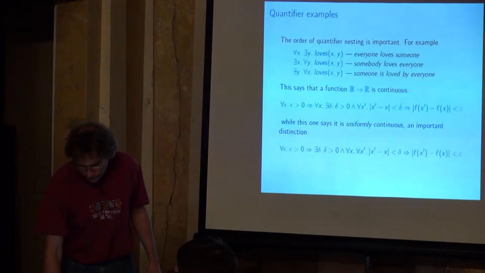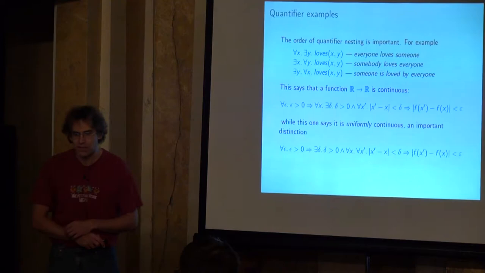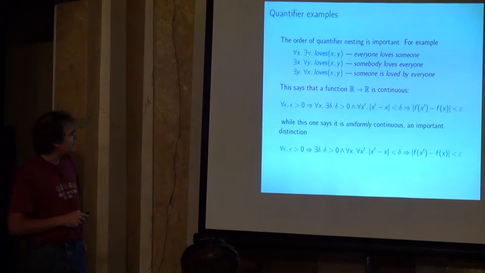And of course, the order of quantifier nesting in first order logic is very important. Different permutations of quantifiers have very different meanings. Here's a kind of real world example. If loves is the binary predicate for x loves y, then for all x there exists a y such that x loves y means that everyone loves someone. Then there exists an x such that for all y, x loves y means that there is some person who loves everybody, some very kind-hearted person. And there exists a y such that for all x, x loves y means there is some very desirable person y who everybody loves, and so on. So order of quantification is critical.